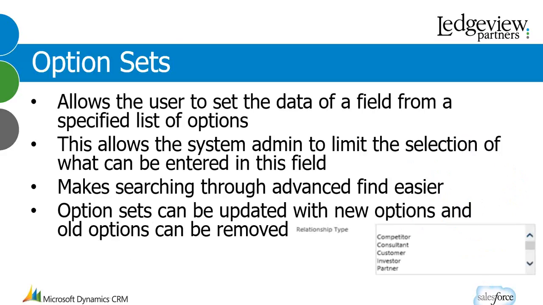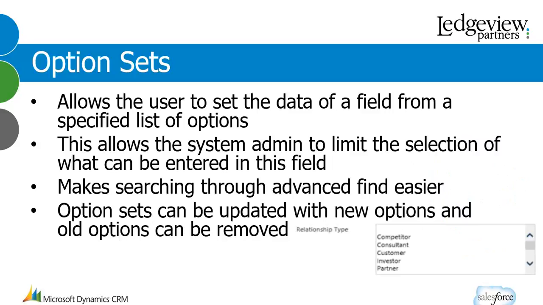Next, we're going to take a look at option sets. Option sets allow the user to set the data of a field from a specified list of options. Simply put, if you as a system administrator want to narrow down what is put into a specific field, you're only allowing the user to pick from a specified list that you created.